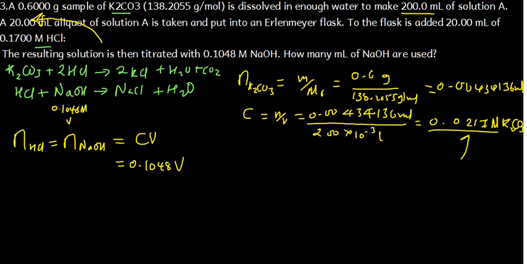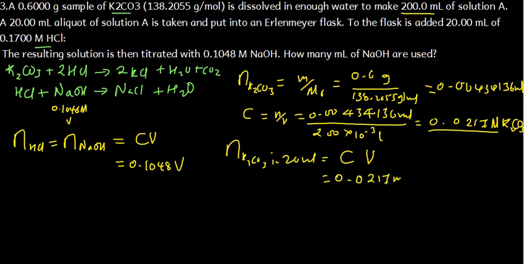Since we know the concentration, it is from this concentration that we only got this portion of volume. So to find the number of moles of potassium carbonate in only that 20 milliliters is going to be equal to the concentration times the volume. Now the concentration is the same because we've gotten it from the same solution, so it's 0.0217 molar, mole per liter. And then we are multiplying. Now we only want to find the number of moles in 20 milliliters. So multiplying by 20, that is in milliliters, we multiply by 10 to the power negative 3 to convert to liters. And that is going to give us 0.00434136 moles of potassium carbonate.